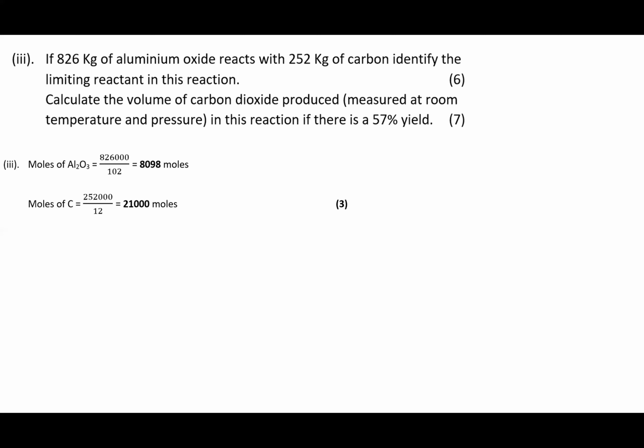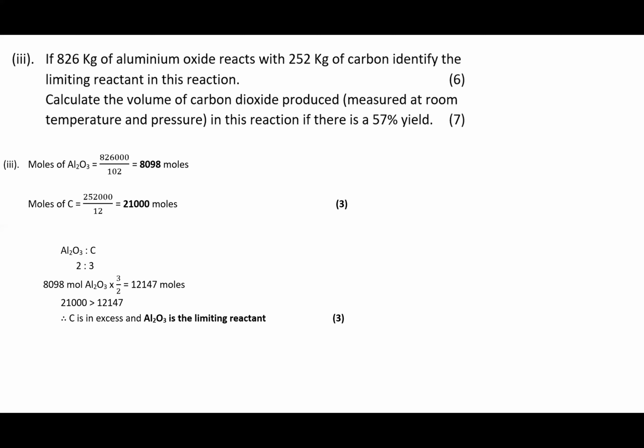So we have 826 kilograms, which is 826,000 grams, divided by 102, gives you 8,098 moles. Then we have 252 kilograms of carbon, which is 252,000 grams, divided by 12, which gives you 21,000 moles. Okay, so you work out the limiting reactant there. So we see from our equation on the previous page that the ratio of aluminium oxide to carbon is 2:3.